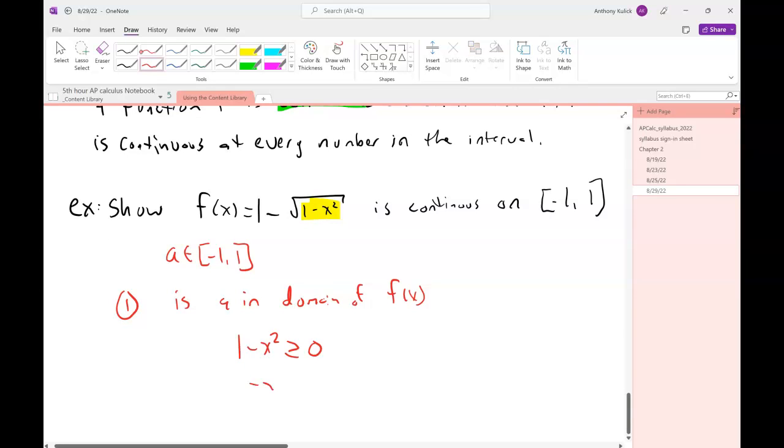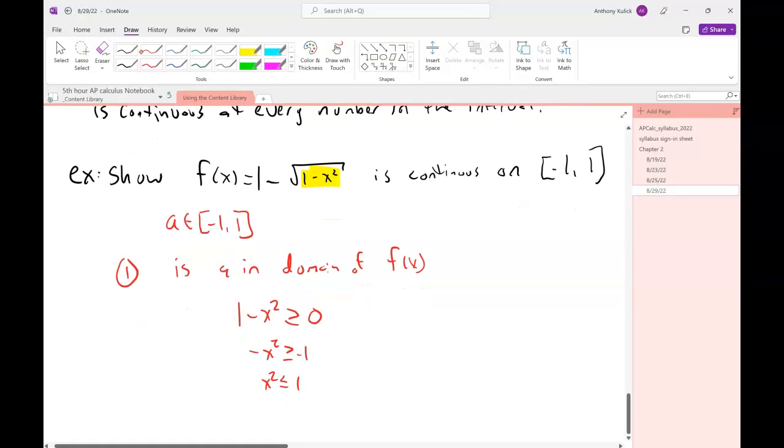So if I solve this for x, subtract 1 from both sides, divide by the negative, square root both sides, we get x is less than or equal to plus or minus 1. But right here, is that correct? No. Open up, because you can't square something and have a negative.